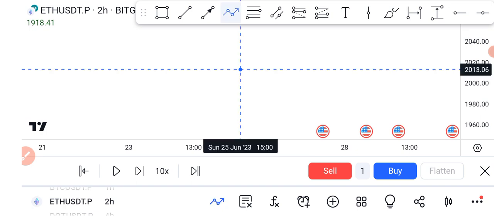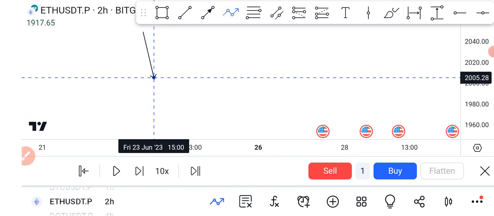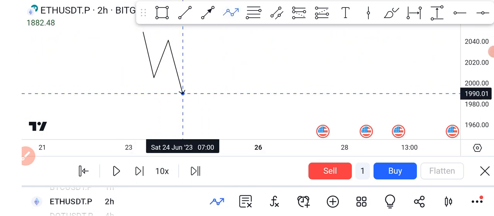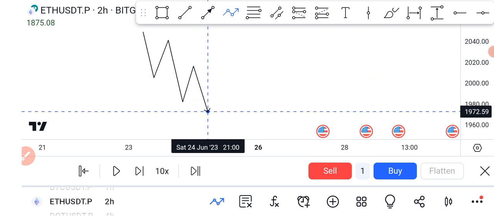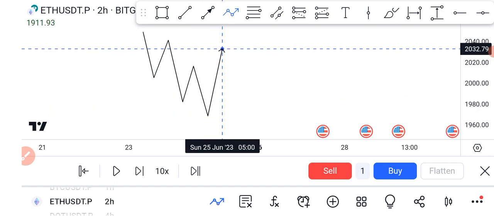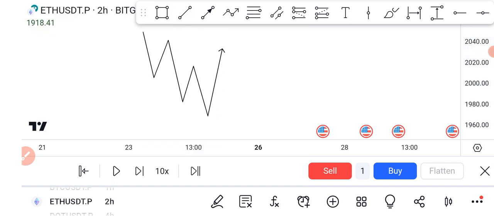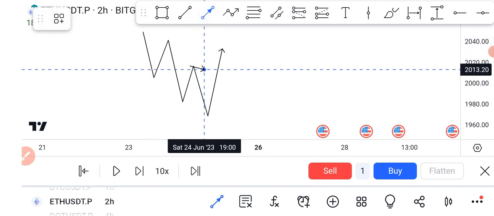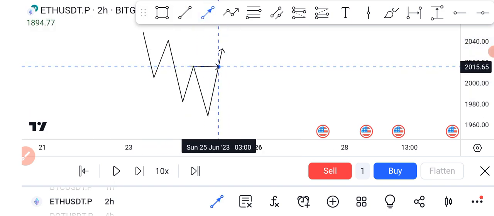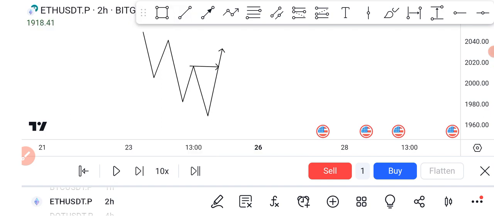Let's assume we have a downtrend. This is it. We have a downtrend progress: lower low, lower high, lower low, lower high, lower low, higher high. This is where the change of character has occurred, right? This is where the change of character occurs. So after the change of character, this is a sign of weakness and an indication that this downtrend is about to change to an uptrend, right?